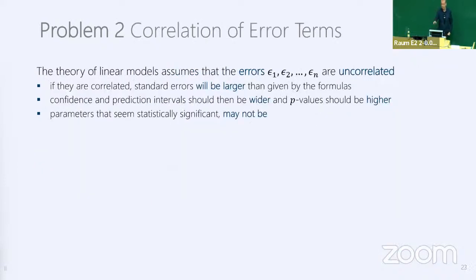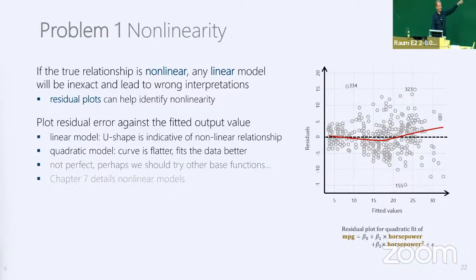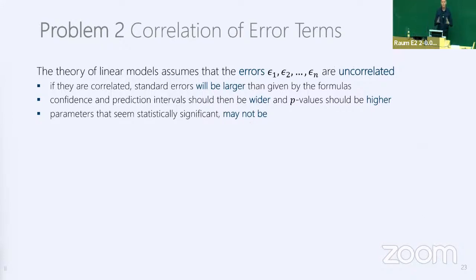Second problem. So what can we do? If it's not linear, we can detect this through the residual plots. Learn how to plot a residual plot. Problem 2: correlation of error terms.